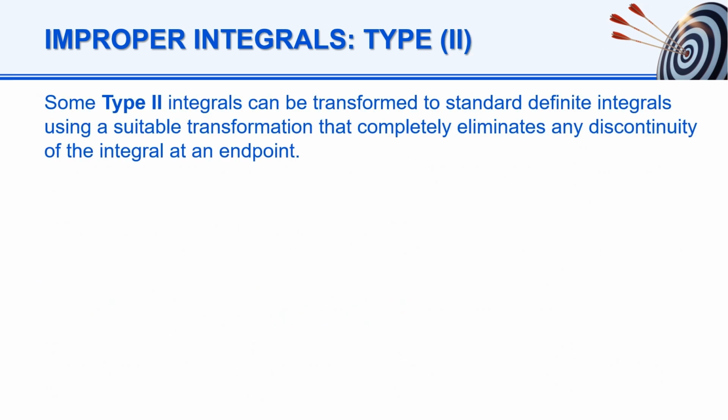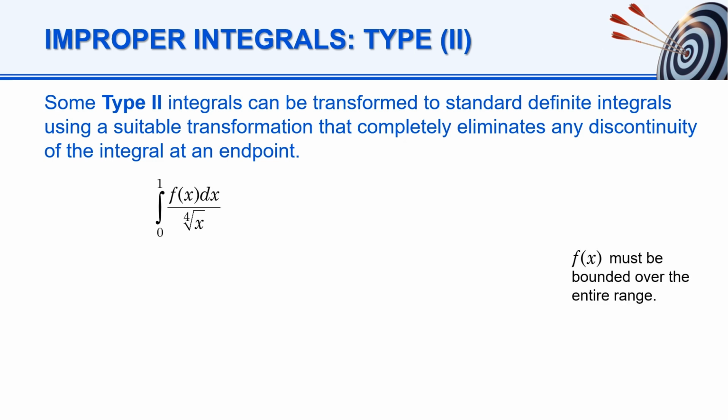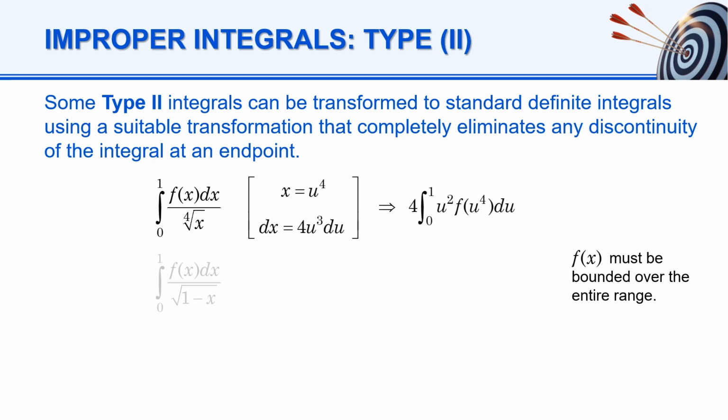Some type 2 integrals can be transformed to standard definite integrals using a suitable transformation that completely eliminates any discontinuity of the integral at an endpoint. For example, provided that f(x) is bounded over the entire range, pay attention to the u substitutions used in the following examples.